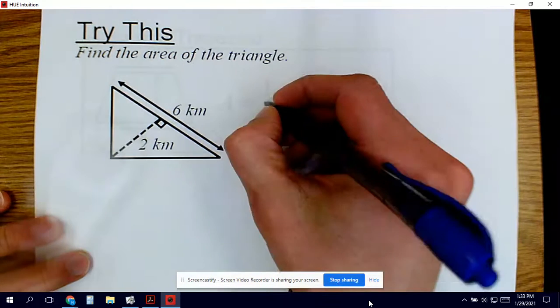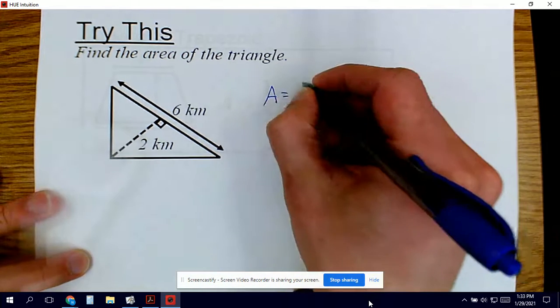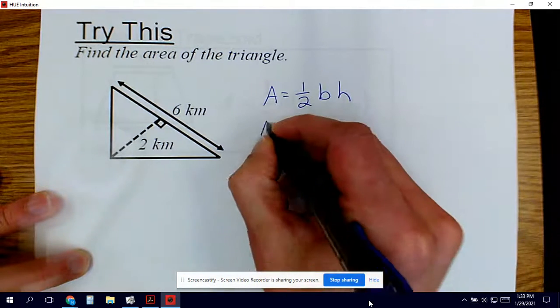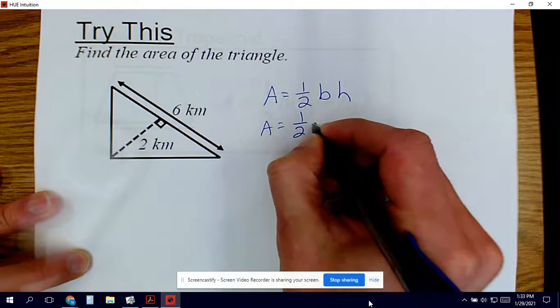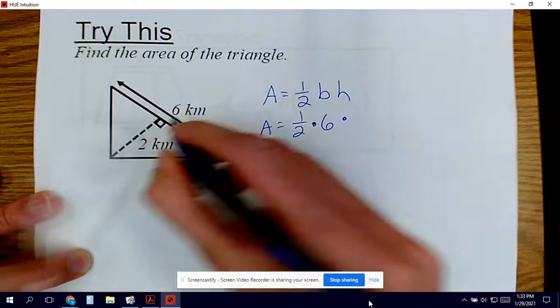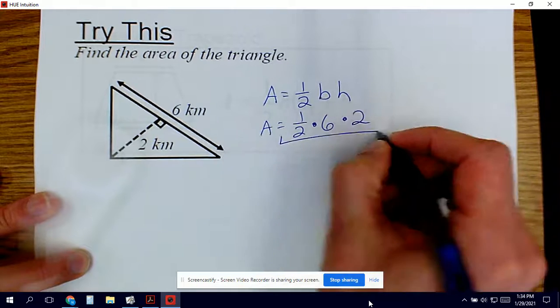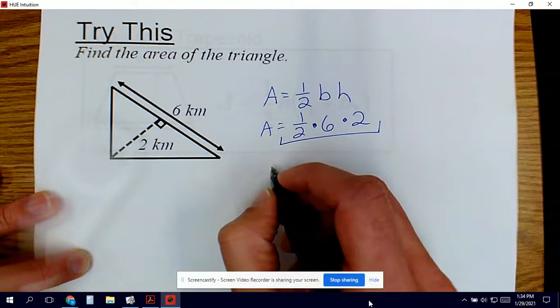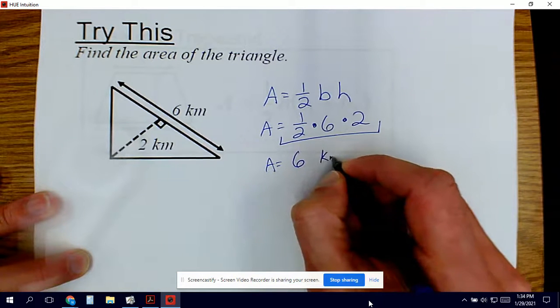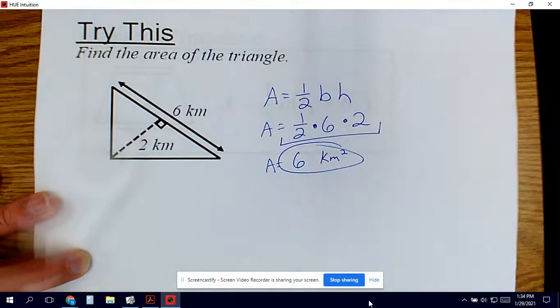Okay, let's check your work, starting with our formula. Area of a triangle is calculated 1/2 times the base times the height. 1/2 times the base in this case is 6 kilometers times the height is 2 kilometers. We're now going to perform our calculation. 1/2 times 6 times 2 gives us 6 square kilometers.